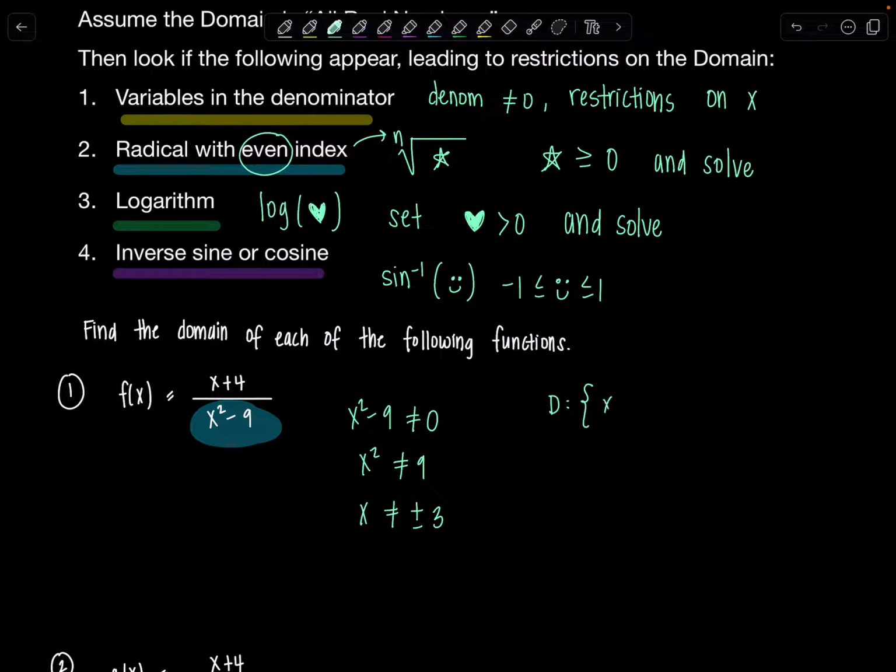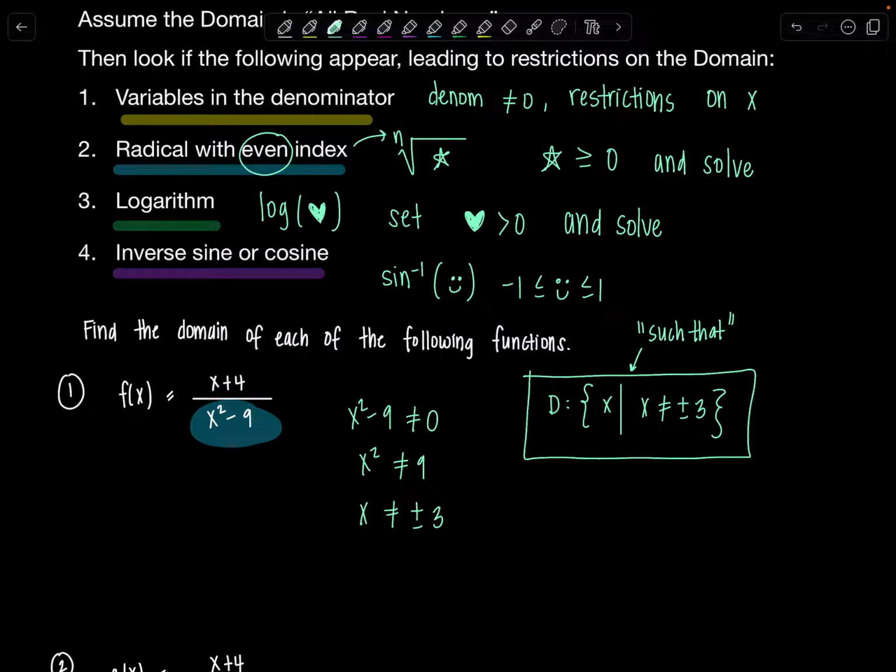So the domain is all x's, then you draw a vertical line, and when you read it out loud, you say "such that." There's some variations on what you can say, but that's usually standard. All x such that x cannot equal plus or minus 3. Now this is set builder. When you write it this way, we assume everybody else, all other values are a go, just plus and minus 3 are not, okay? How would you write this in interval notation?